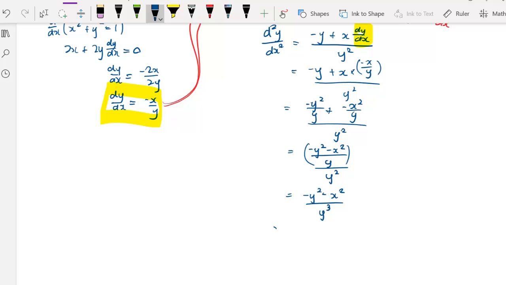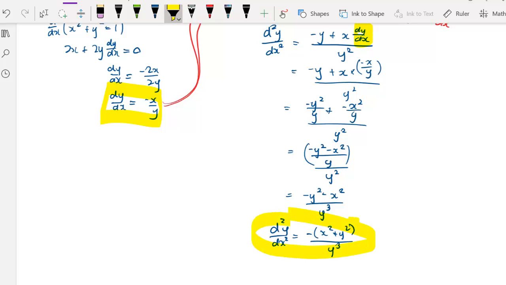So d squared y over dx squared is equal to -x squared plus y squared all over y cubed. There it is. And that's how we find our second derivative when we're looking at an implicit process.